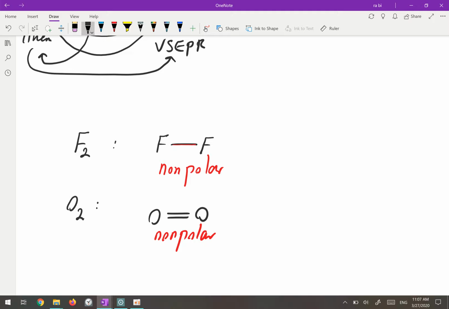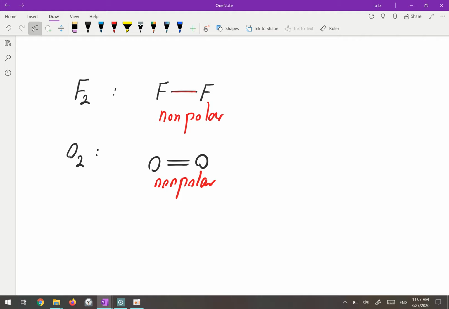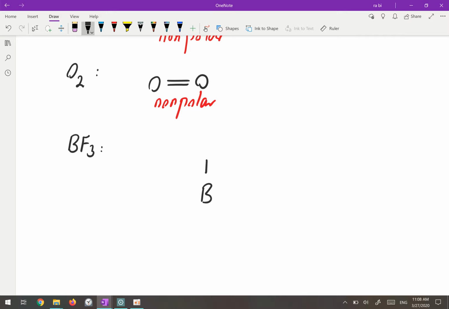But if you have a molecule which has more than one bond, then you have to look at the polarity of the bonds, and at the same time you must look at how these dipole moments are arranged, or you must look at the shape or geometry of the molecule. For example, we had the molecule BF3. We have drawn the Lewis structure for BF3. It was like this. It's a trigonal planar molecule.